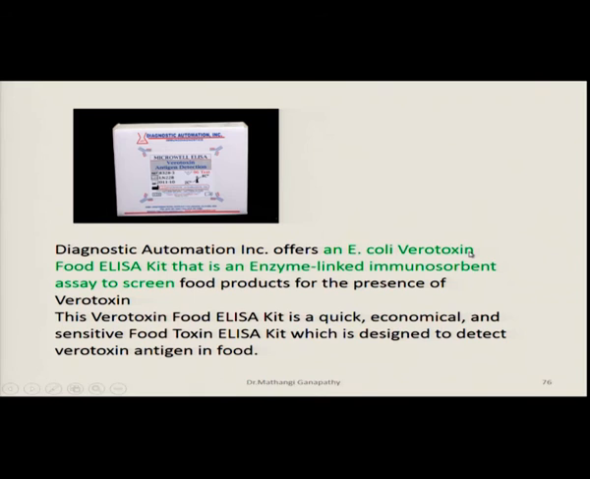Detection. Diagnostic Automation Inc. company offers an E. coli verotoxin food ELISA kit. That is an enzyme linked immunosorbent assay to screen food products for the presence of verotoxin. This verotoxin food ELISA kit is a quick, economical and sensitive food toxin kit which is designed to detect the verotoxin antigen in the food. So, your EHEC strains synthesize these verotoxins, and the presence of the toxins in the food can be detected by this ELISA kit.